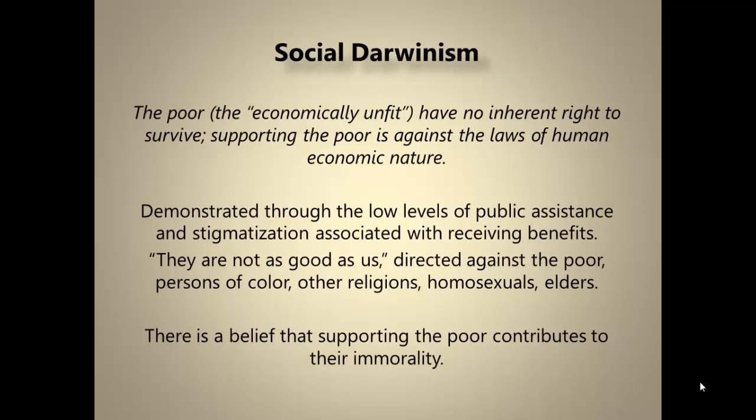are bred out because they don't live in nature, and so this theory, when you extend that to human beings and society, which is something that happened in the 1800s as the whole scientific movement became popular, and we tried to understand human beings based on scientific theory, Social Darwinism seemed to grow from that kind of logically, and the theory is that the economically unfit, that is the poor, have no inherent right to survive. Supporting the poor is against the laws of human economic nature.